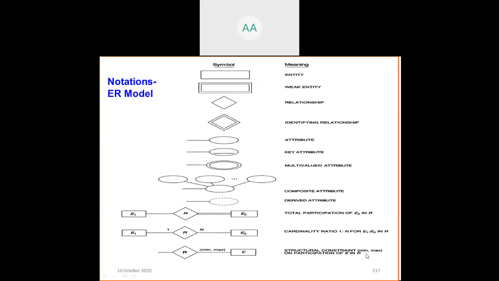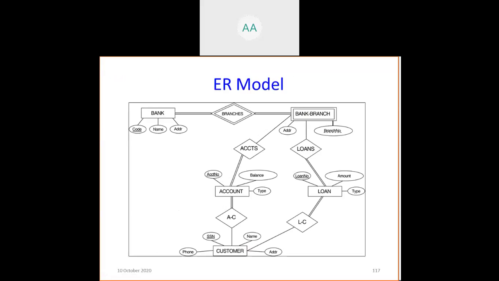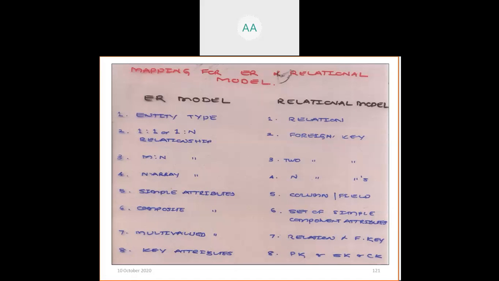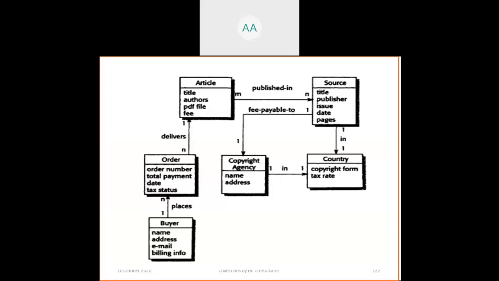Min-max, structural constraint: min-max on participation of entity E in R. Minimum is this many times, maximum is this. How do we ensure this in programming? Having designed all these things, how do you ensure it? That part is a very interesting thing, but it is beyond the scope of our coverage. You will see it in database programming. I'll not take examples. Please go through the ER model in your DBMS.